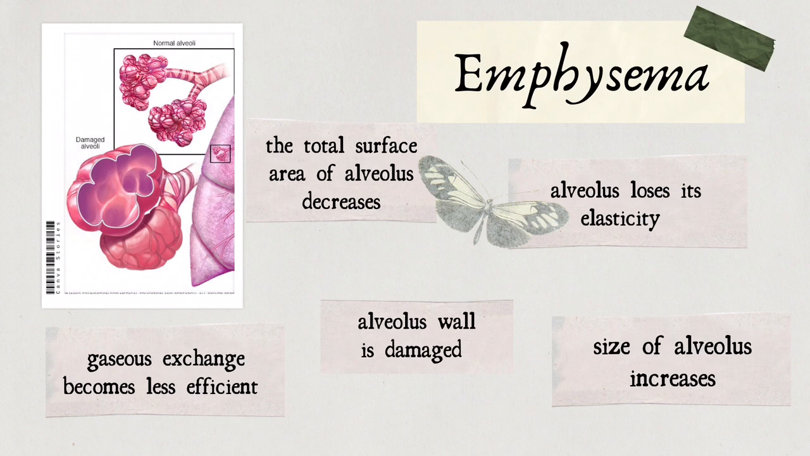When someone has emphysema, they will face some changes in their respiratory system. The alveolus will lose its elasticity. The size of the alveolus will also increase, but the total surface area of the alveolus will decrease. It is because the wall of the alveolus is damaged. In addition, the gas exchange will become less efficient.